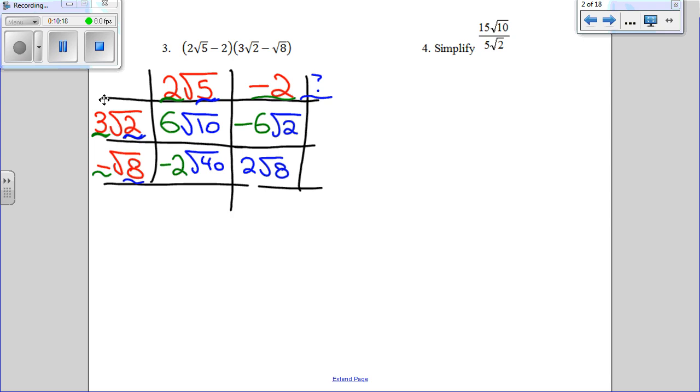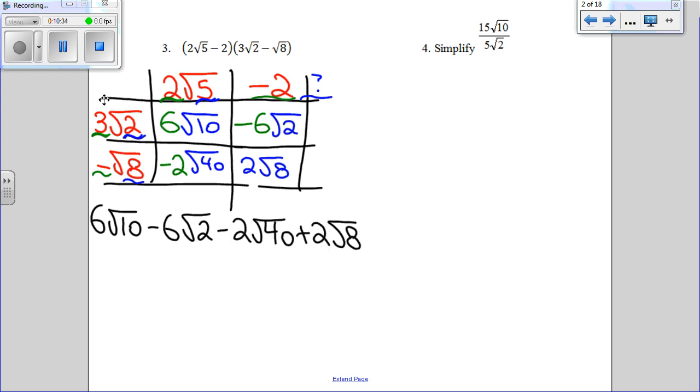You then take everything from inside the area diagram and you write it all out. So that means I have 6 root 10 minus 6 root 2 minus 2 root 40 plus 2 root. And that, if that was a written question, which we will have written questions on your midterm, would be half a mark. That gets you halfway. Why would it only get you half? Exactly. You can simplify and add like terms.